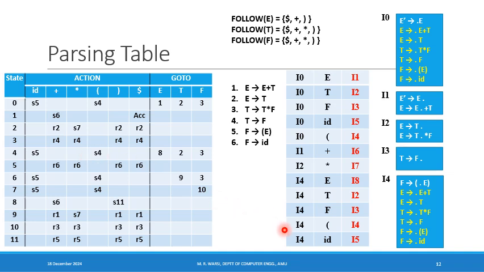Similarly, from state number 4 on identifier, we're going to state number 5. Once again, a transition on terminal symbol giving rise to a shift operation in the parsing table. So 4 comma identifier will be S5, and you can see here that 4 comma identifier is S5.